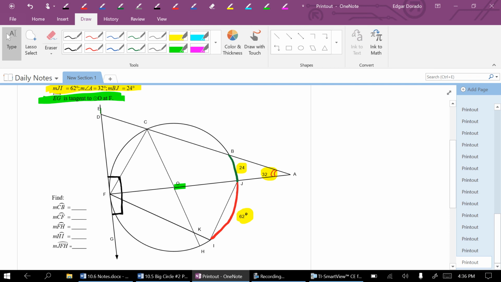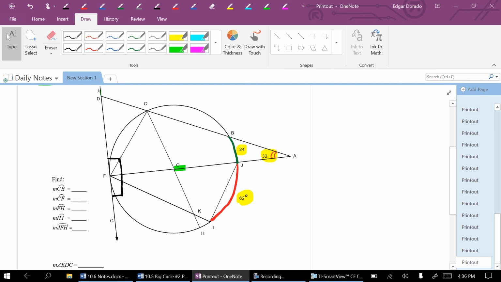But let's actually go through this, guys. I actually like this big circle because the first thing they ask you to do is find the measure of the arcs. I like that because if you know the measure of the arcs, usually the measures of the angles inside or outside become a lot simpler. So let's go through that.